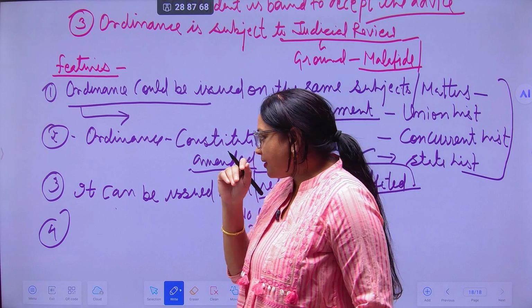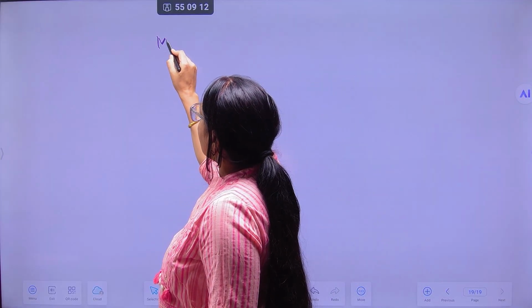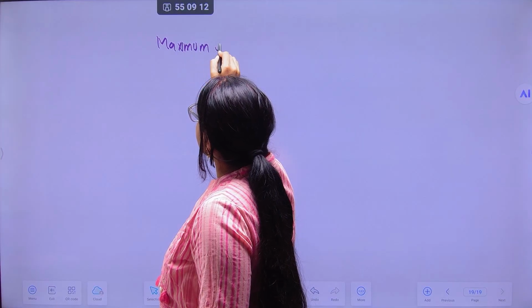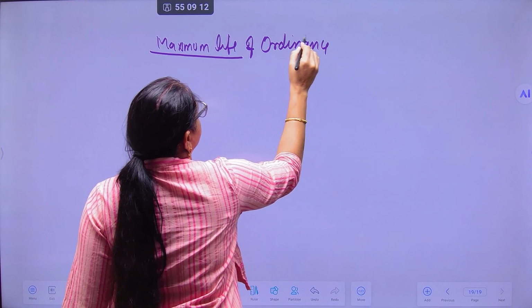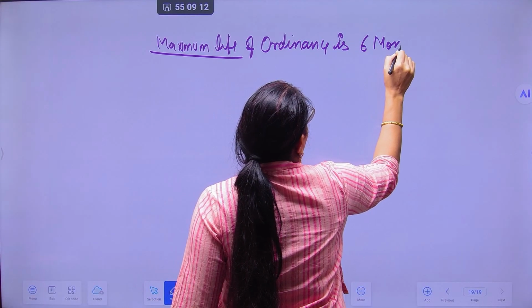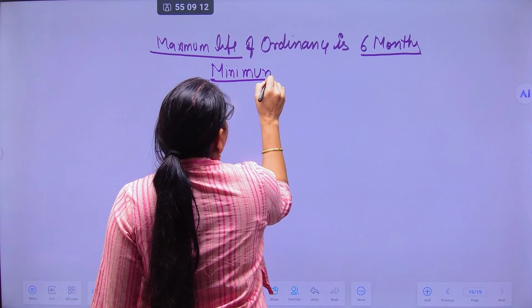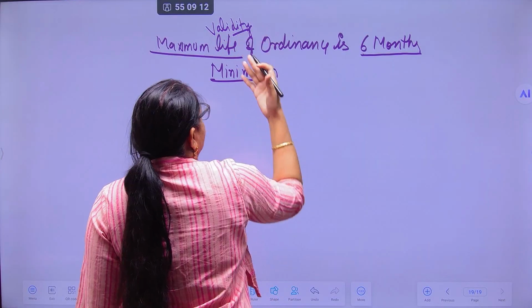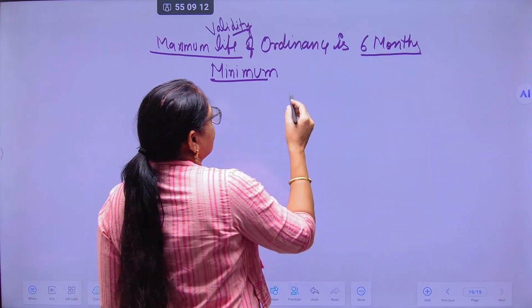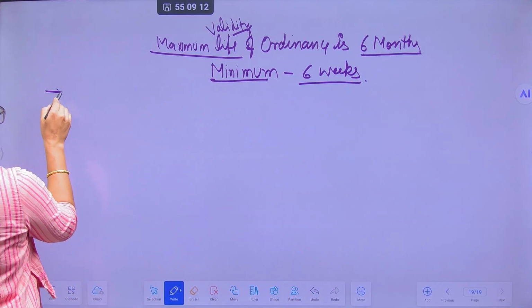Got it? And a few more facts: what is the maximum life of the ordinance? The maximum life of an ordinance is 6 months, right? And we can also consider the minimum validity. Here ordinance does not mean some individual or some subject. The minimum is 6 weeks. So again, one more thing, it has a limitation, right?